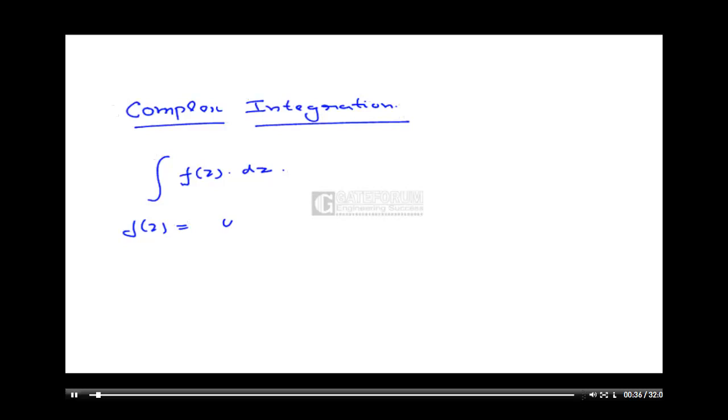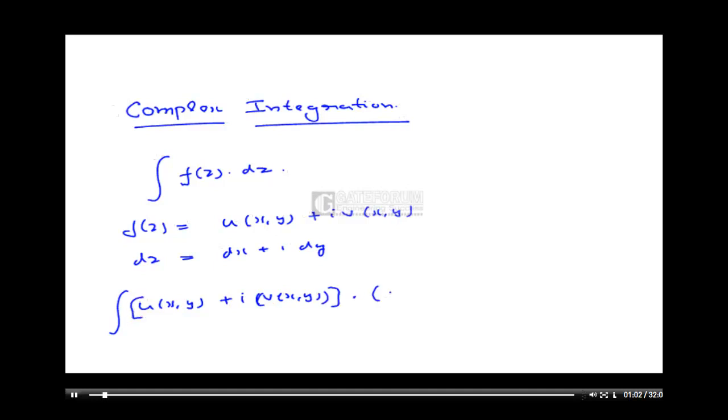f(z) is u(x, y) plus i v(x, y). dz is dx plus i dy. So if I integrate this, u(x, y) plus i v(x, y) dot dx plus i dy, I will get something like this: u dx minus v dy plus i times of v dx plus u dy.